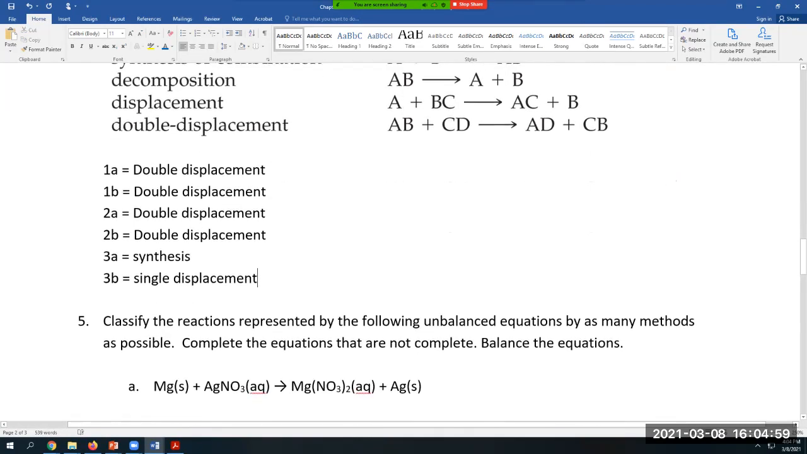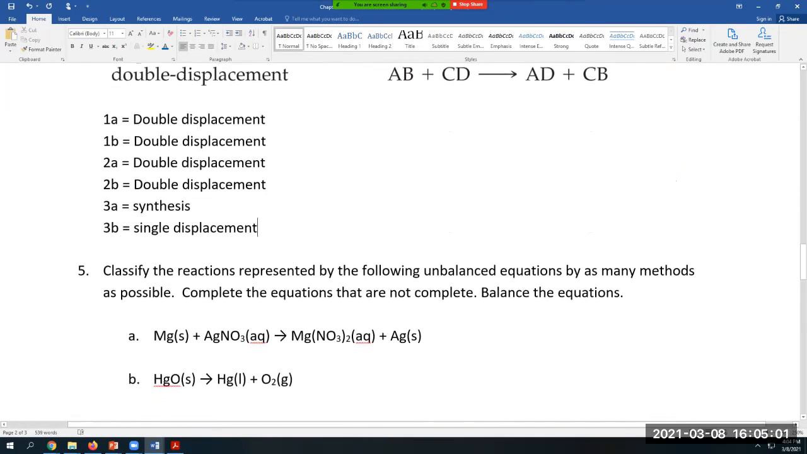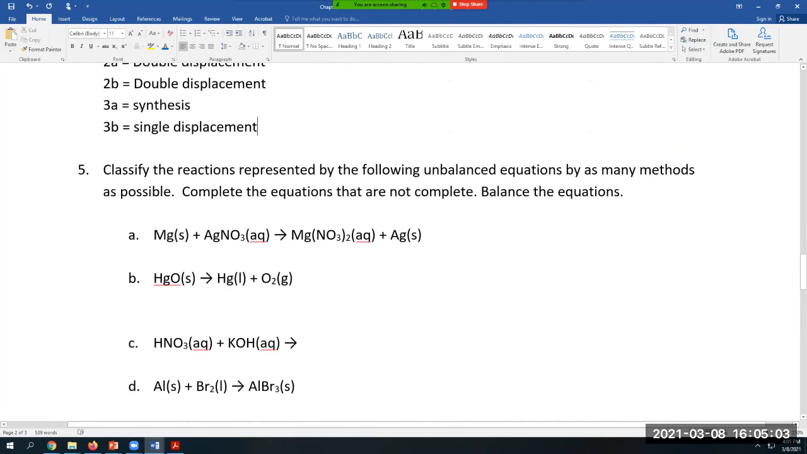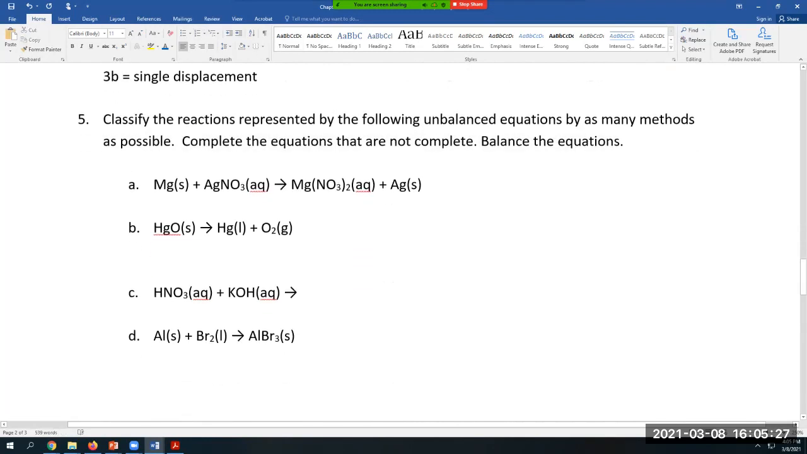So let's classify these other reactions that are not always complete here. You need to balance them. Classify those reactions represented by the following unbalanced equations by as many methods as possible. And then complete the equations that are not complete and balance them. So we will start with 5A.